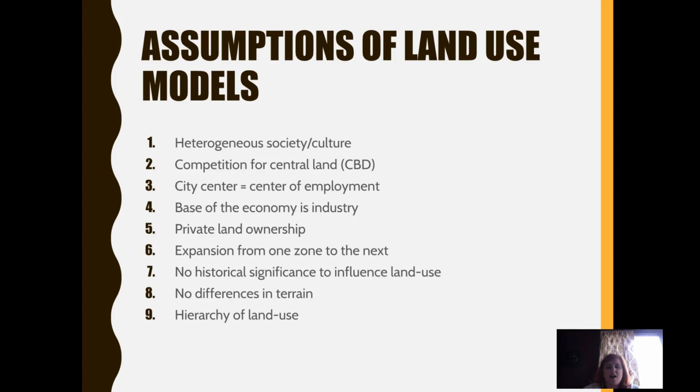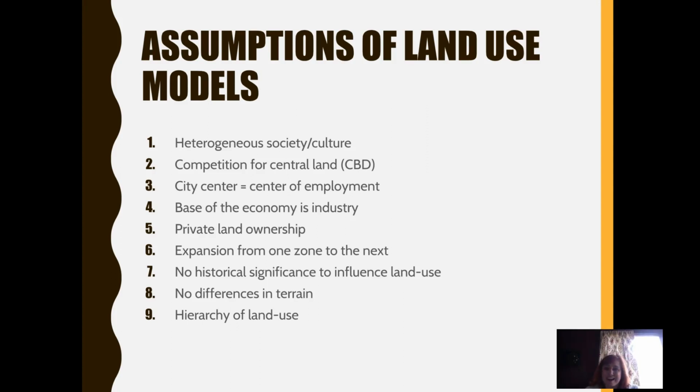Okay. Which means zones are not put next to each other willy-nilly either. If this zone's residential, the next zone is going to have a connection to the people in those residences. That makes sense. No historical significance to influence land use. Now that is not typically true of most cities. All cities have historical importance, but these models assume that they don't, okay?